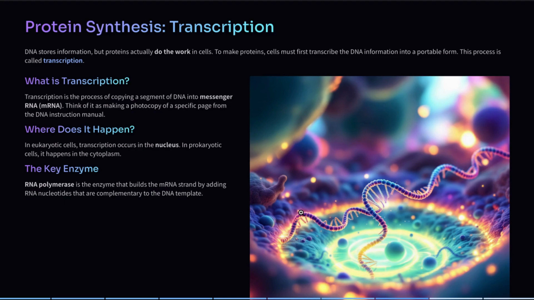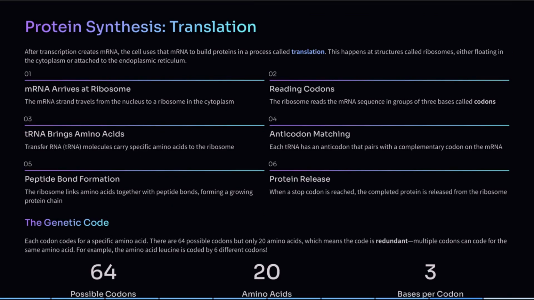The ribosome reads the mRNA in groups of 3 bases called codons. Each codon codes for a specific amino acid. Transfer RNA, or tRNA, brings the correct amino acids to the ribosome based on the codon sequence. These amino acids are then joined together to form a chain, which folds into a functional protein.